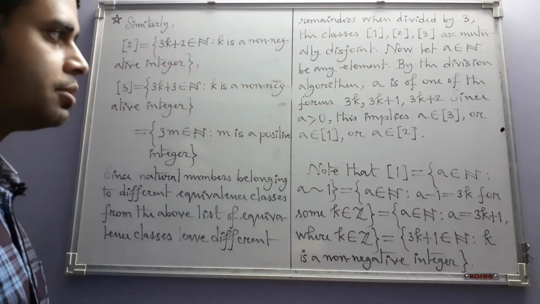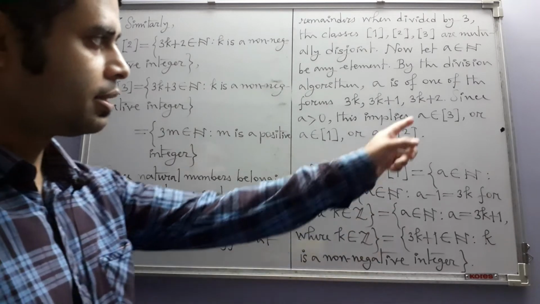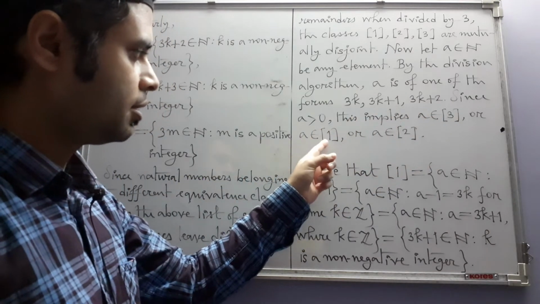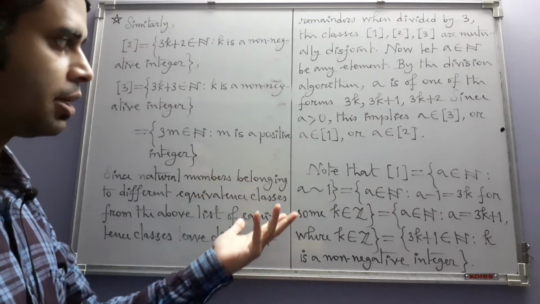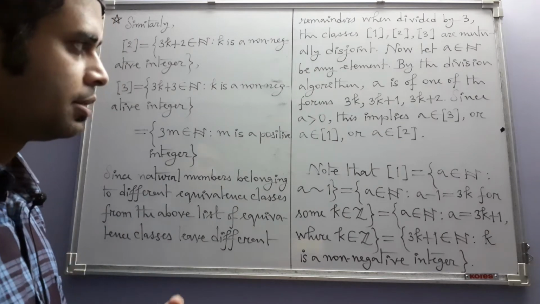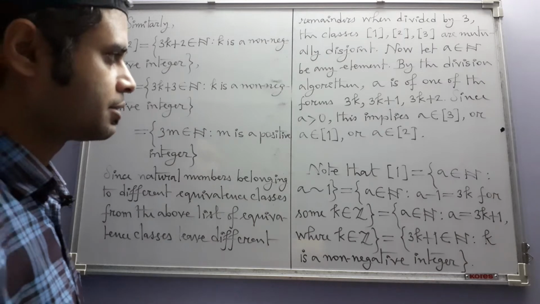So that means what? It means that either a is related to 3, or a is related to 1, or a is related to 2, and that's why these 3 are the only equivalence classes. And do you see why we are getting these only 3 equivalence classes?